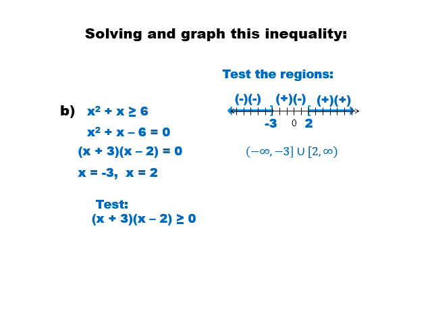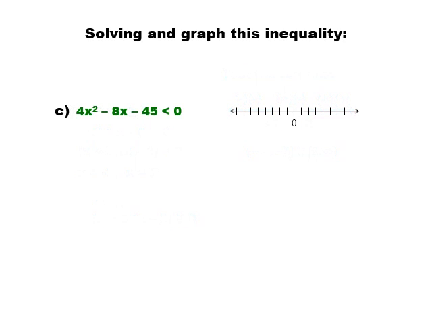Okay, let's try another one. So letter C. Again, we want to pretend it's an equation and factor it. And that gives us our two boundaries. So we have 9 halves and -5 halves.